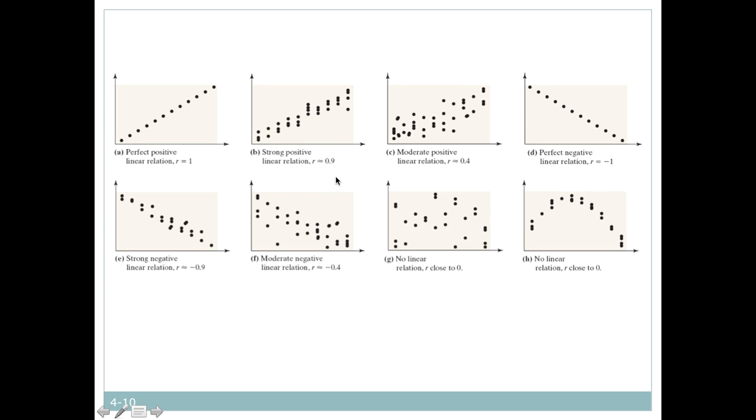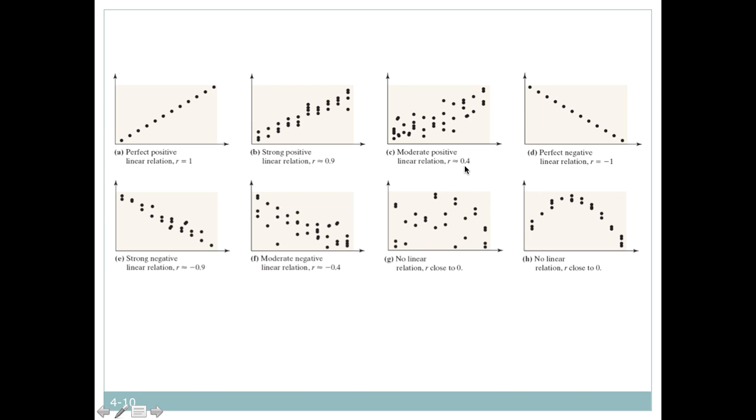This one might be an example of something where we have an r that's very close to 0.9. So very close to 1, but not exactly 1. And this is still considered strong. Now if we take a look at this, we still definitely have some kind of positive linear relation, but this one we might refer to as moderate.